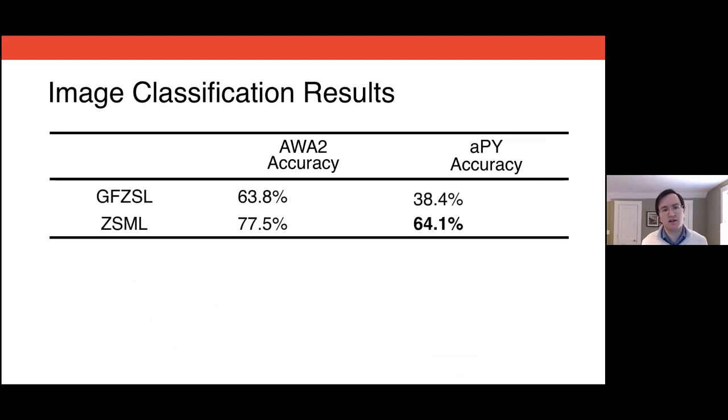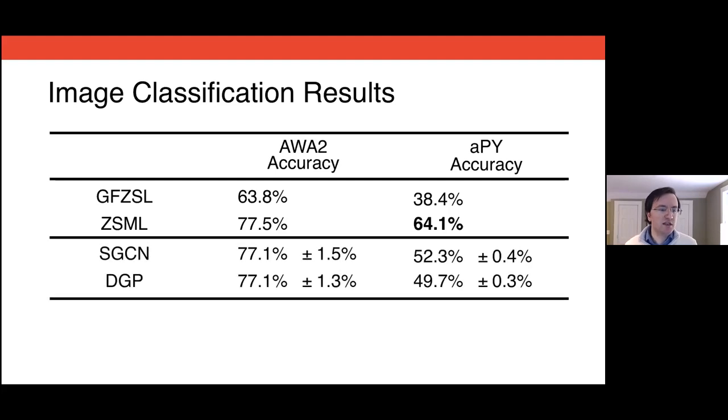These are methods that are specifically tied to using the attributes that they're assuming are available that capture things like what color is this object likely to be? What is it? What types of body parts does this animal have? Stuff like that. So you can see that animals with attributes were ranging between 60 and 80% roughly. And then APY, there's a bit of a drop off because, we believe, there's just a wider range of classes.